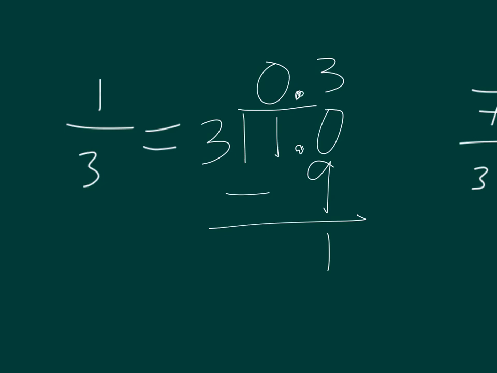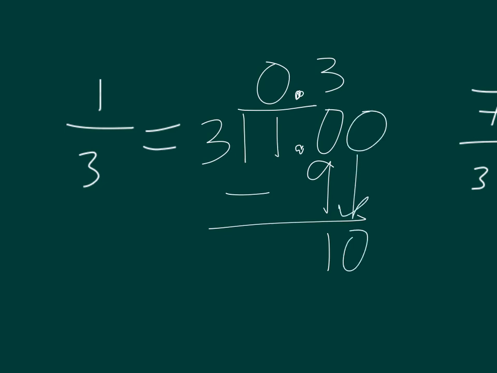I still have a remainder of 1. Again, I don't want to make that really silly mistake. I can't take this 1 and try to move it up here. That would be a foolish mistake that a 6th or 7th grader would make. So I still have a remainder. I need to add another 0 and bring it down.